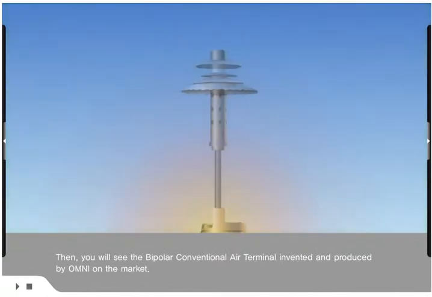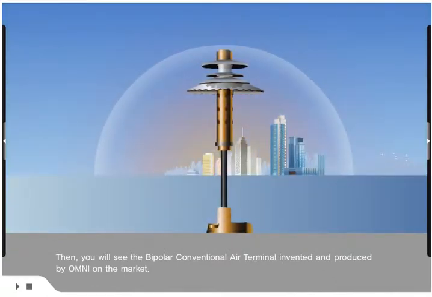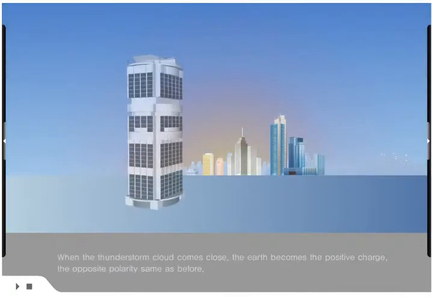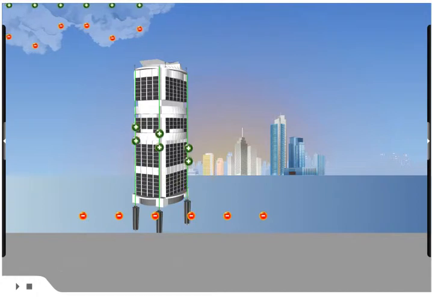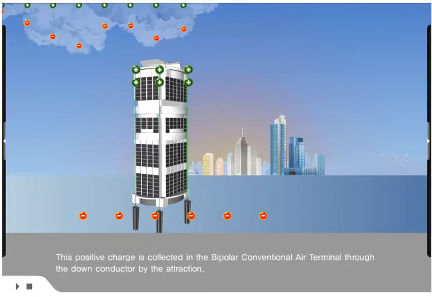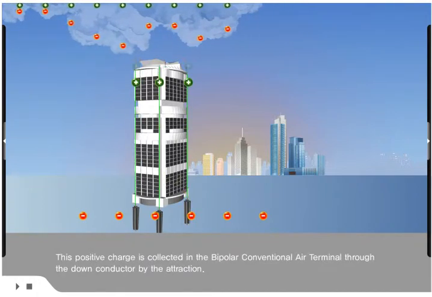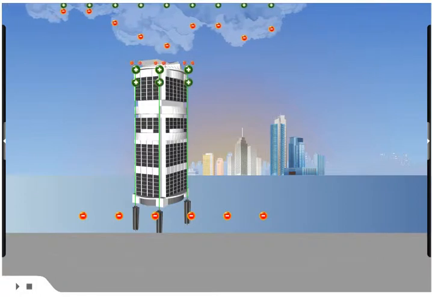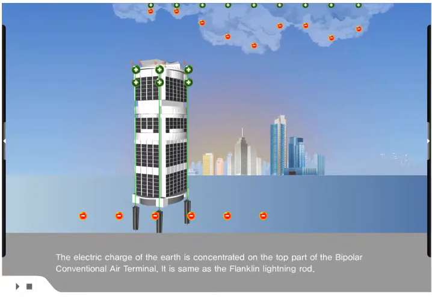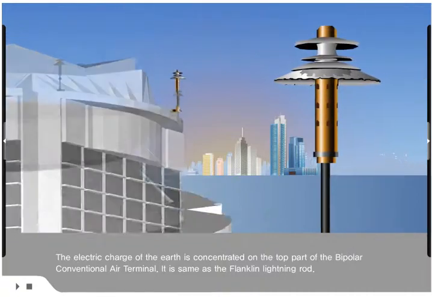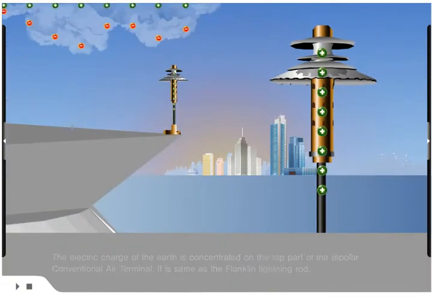Now you will see the bipolar conventional air terminal invented and produced by Omni on the market. When the thunderstorm cloud comes close, the earth becomes positively charged, the opposite polarity, same as before. This positive charge is collected in the bipolar conventional air terminal through the down conductor by attraction. The electric charge of the earth is concentrated on the top part of the bipolar conventional air terminal. It is the same as the Franklin lightning rod.